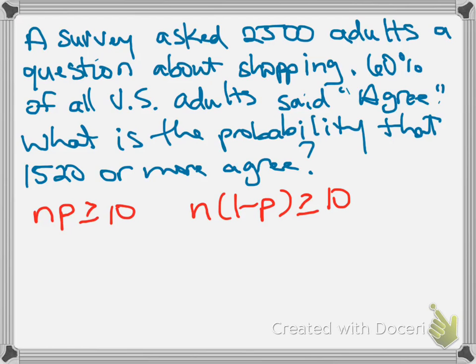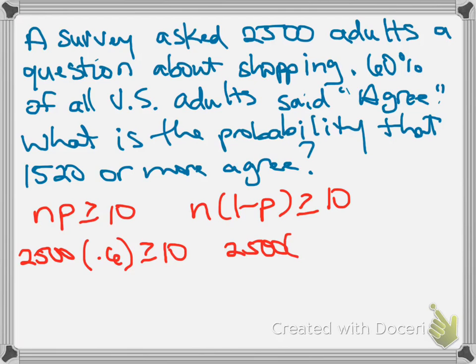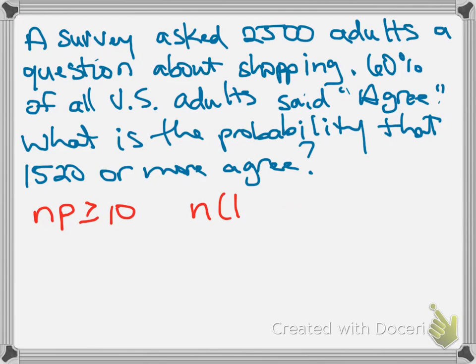Well, in this problem, n is 2,500 and p is 60% or 0.6. And n times p is most certainly greater than 10. So that requirement is met. And on the other side, we've got 2,500 times 1 minus p, which is 0.4, and that is also going to be greater than 10. So it would be appropriate here to use the normal distribution to approximate this binomial distribution.